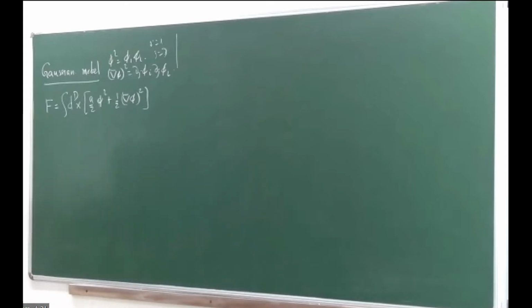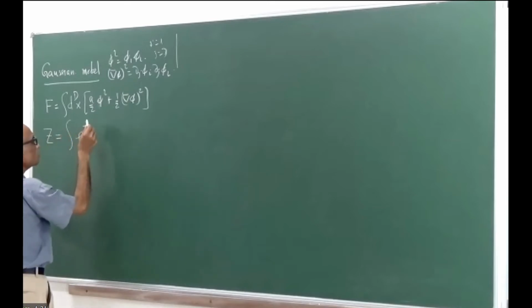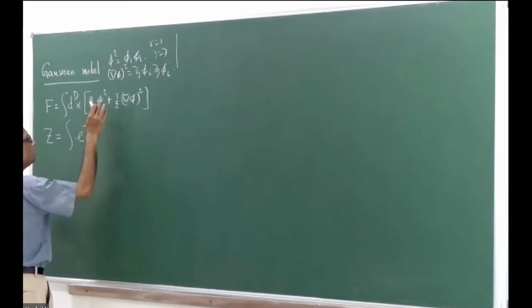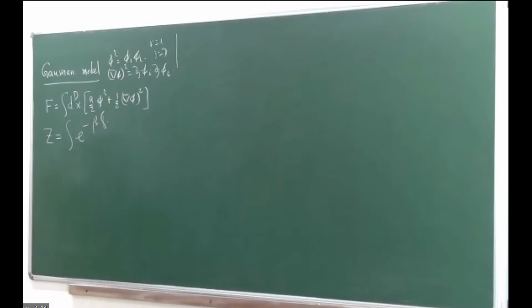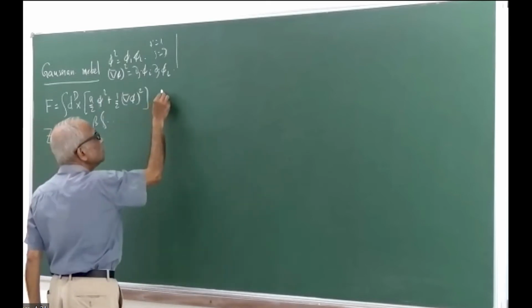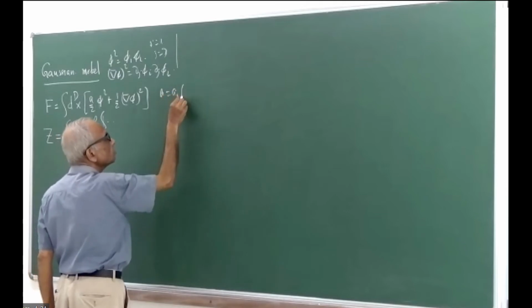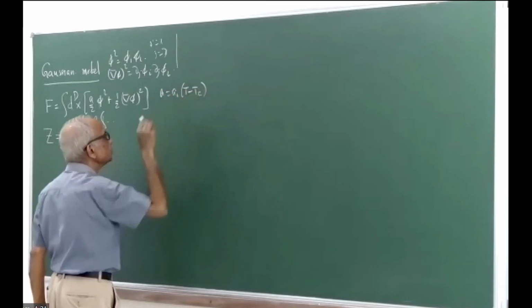So the point with all these calculations is that it's stat mech, so I have to get a partition function. The partition function is e to the power minus beta times this integral over here. The A is A0 (T minus Tc).